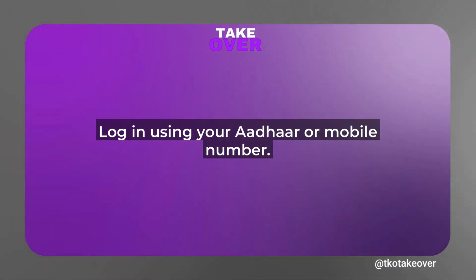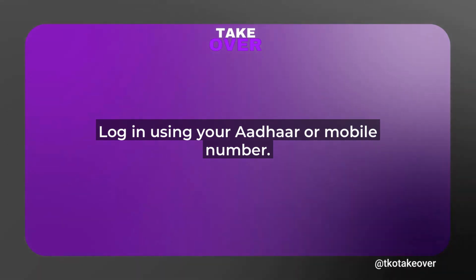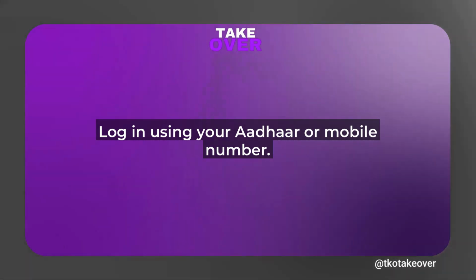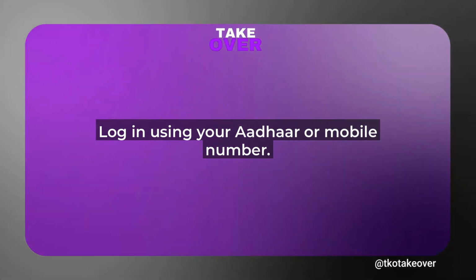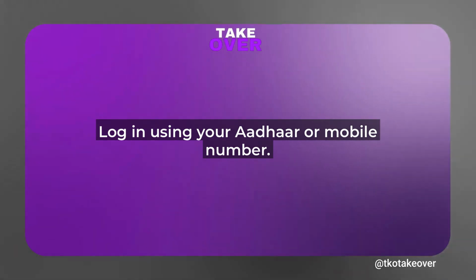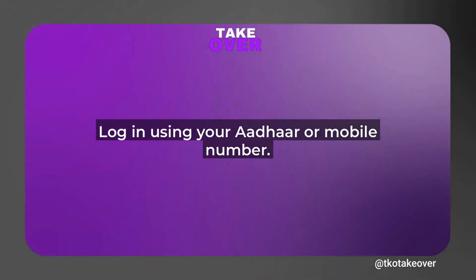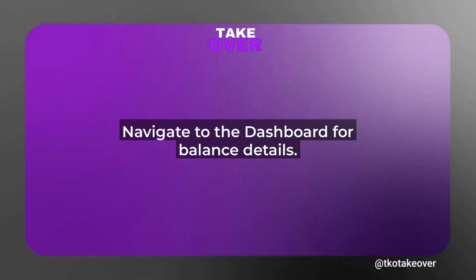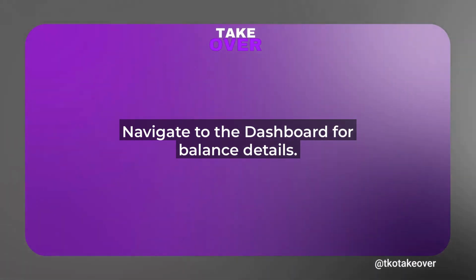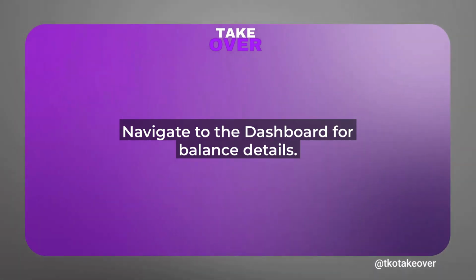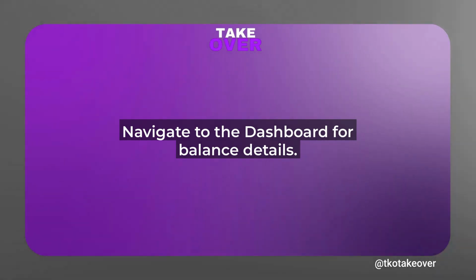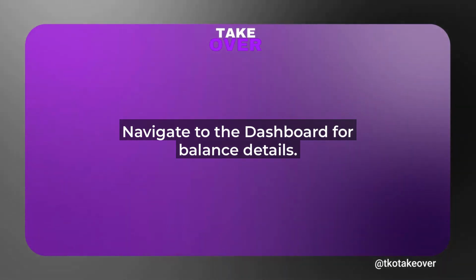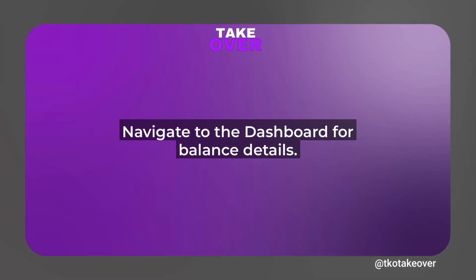Always double-check the URL. Once you're on the site, Step 2. Look for the beneficiary portal, or login section, usually found on the homepage. Click on it to proceed. Step 3. You'll need to enter your login credentials. This might include your Aadhaar number, mobile number, or a registered ID. Don't worry if it's your first time. There should be an option to register or reset your password if needed.